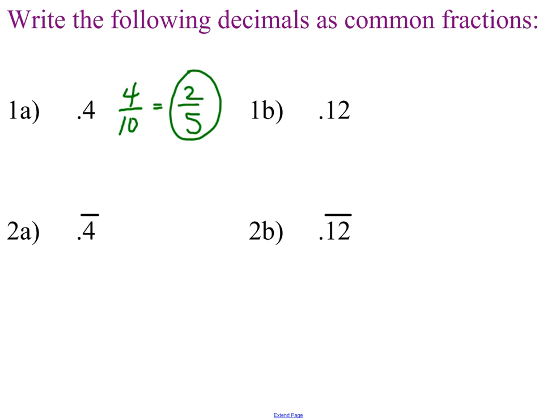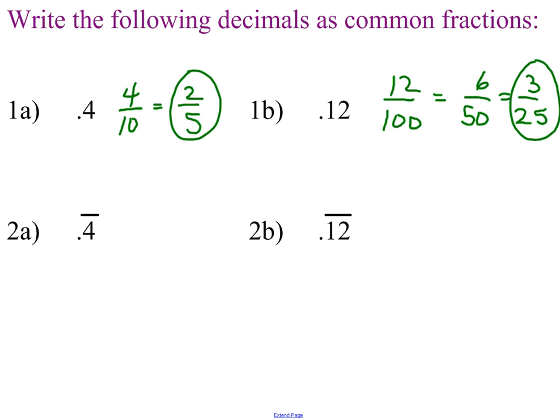And the next one, 12/100ths. I would read it as 12/100ths, so write 12/100ths. Divide by 4. Well, you can divide by 2 if you want. 6 out of 50. They're still both even, so divide by 2 again. See if you can divide by 3, and you can't. So 3/25ths is that answer.